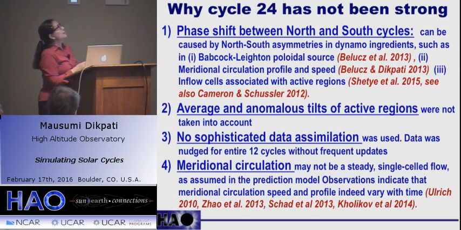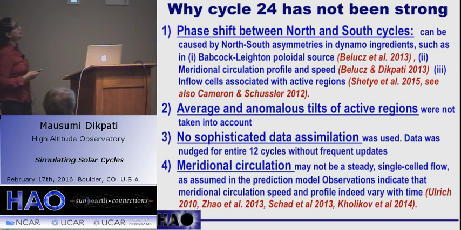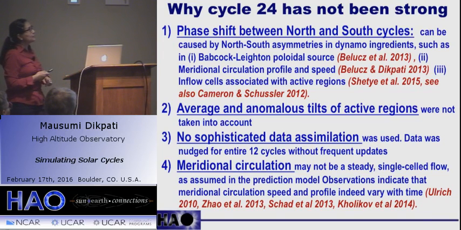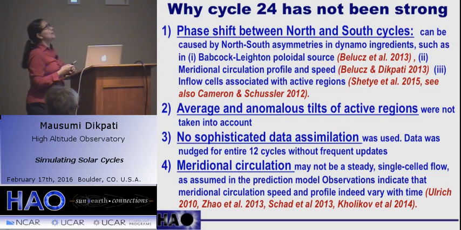So why has cycle 24 not been a strong cycle? I discussed 4 points regarding this. Phase shift between north and south cycles was not considered. Phase shifts can be caused by north-south asymmetries in dynamo ingredients such as the Babcock-Leighton poloidal source, the meridional circulation, or appearance of inflow cells associated with active regions. However, during the prediction of cycle 24 in 2006, this phase shift was not considered in the prediction scheme.